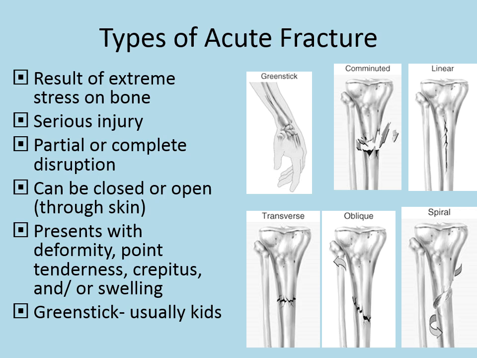A comminuted fracture is a fracture where the bone kind of explodes into lots of pieces. A linear fracture is a fracture that follows a parallel line with the bone. Transverse would be at a 90-degree angle across the bone. An oblique fracture is at an angle across the bone, and a spiral fracture occurs when there is a twisting motion, and it will cause what looks like a screw thread or a spiral in the bone.